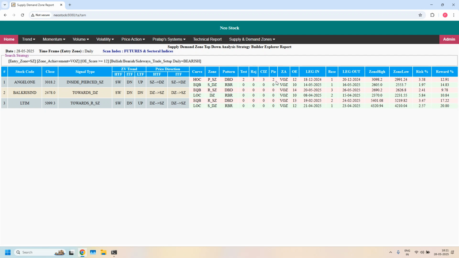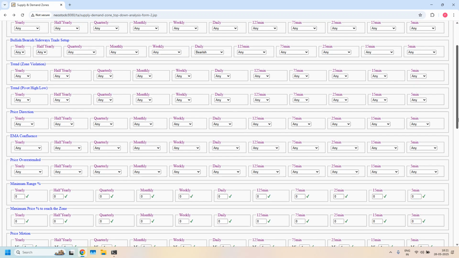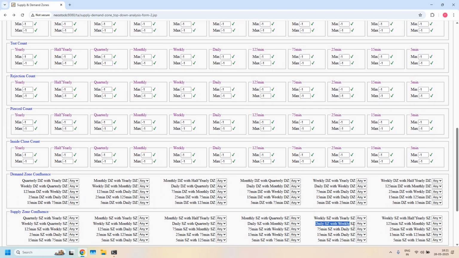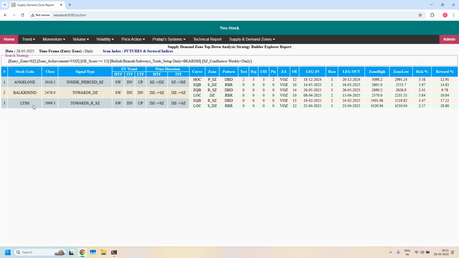Entry time frame zones are daily supply zones. PR zones we have to ignore. They should be used only for PR zone strategies. Okay, next we will find a high probability trade setup based on zone confluence. First filter, LTF and ITF supply zone confluence, that is daily and weekly supply zone confluence. This filter is applied on the three stocks. All three are filtered. That means in all three, these daily supply zones are overlapped with weekly supply zone.